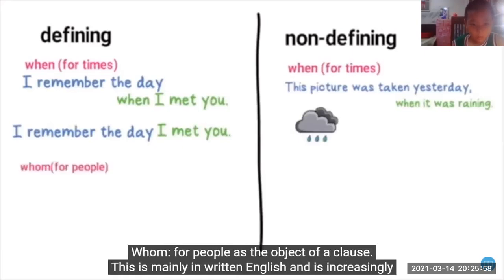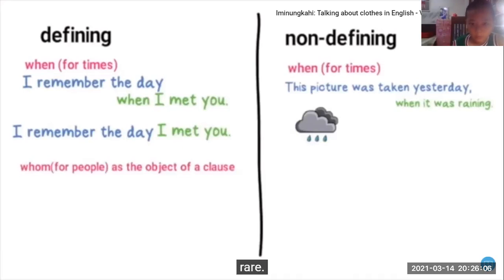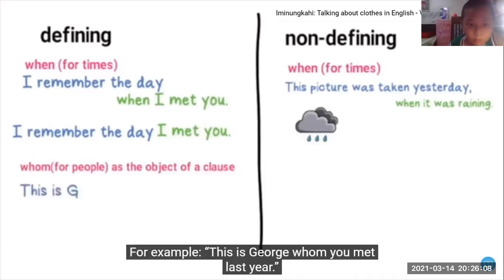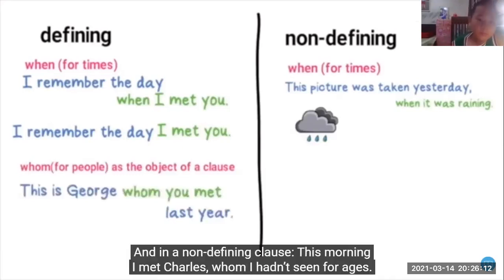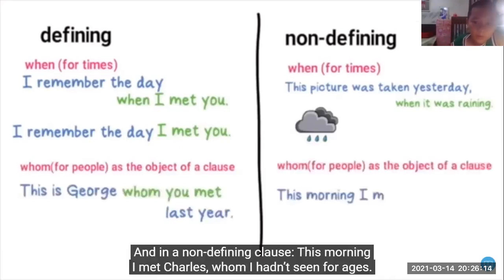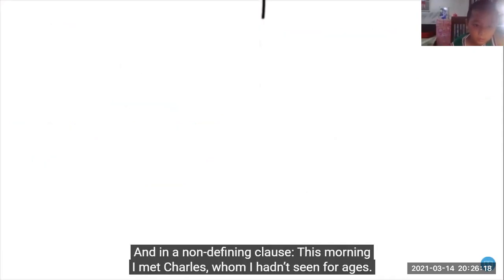Whom, for people as the object of a clause. This is mainly used in written English and is increasingly rare. For example, this is George, whom you met last year. And in a non-defining clause, this morning I met Charles, whom I hadn't seen for ages.